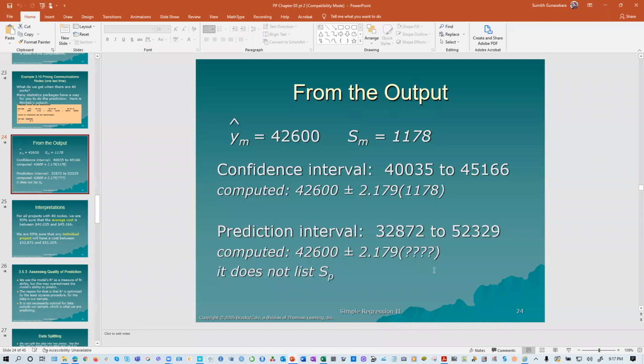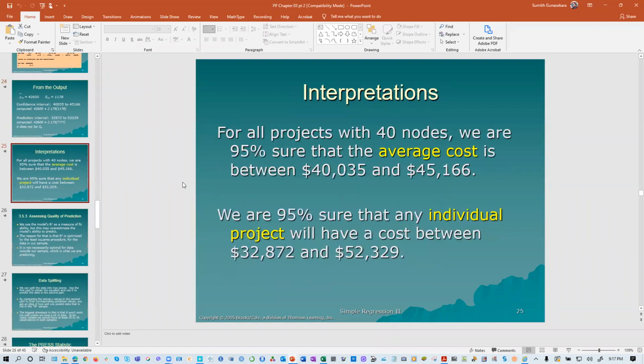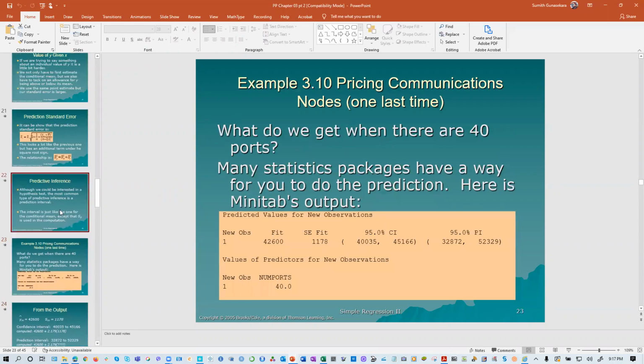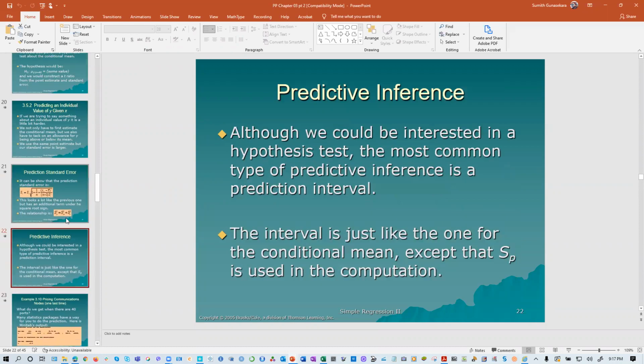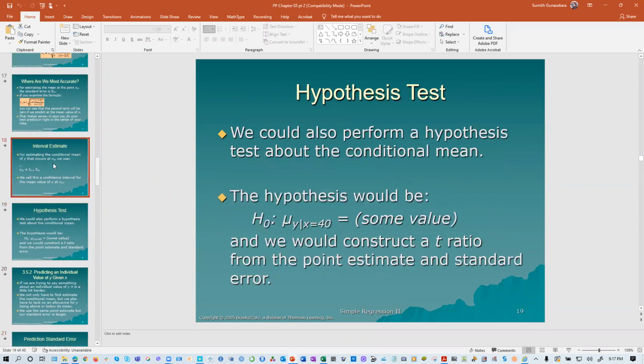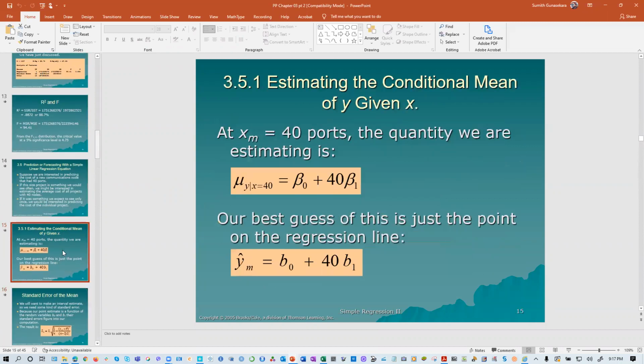Then what would be this one? It does not list SP. So this should be the prediction standard deviation. This is how they have calculated this. I'll give a rough idea; you don't need the heavy details. See this part. This is what they were talking about.